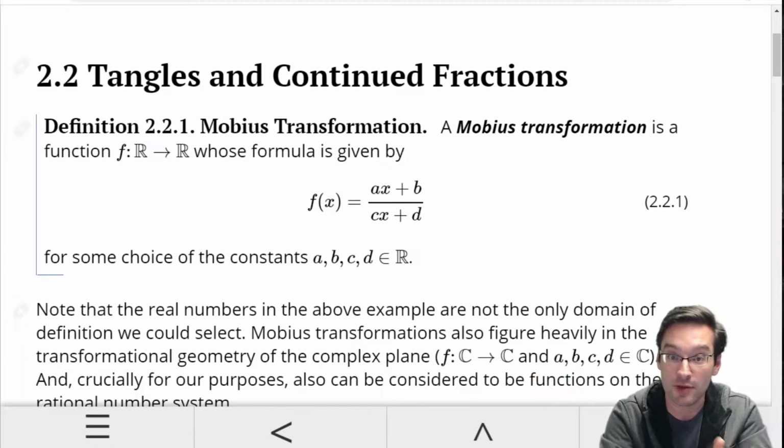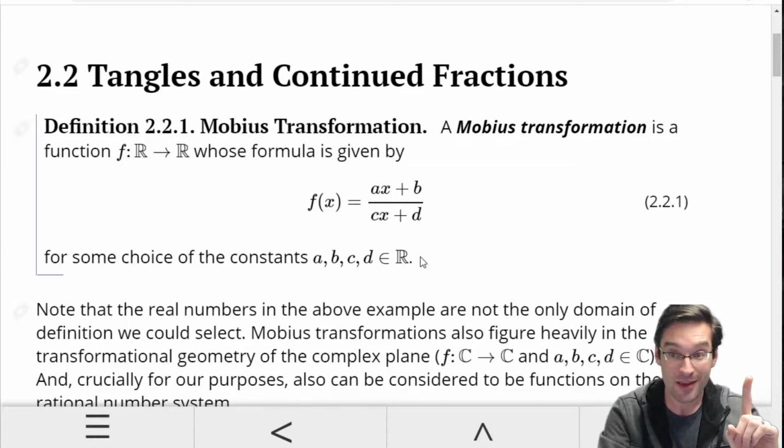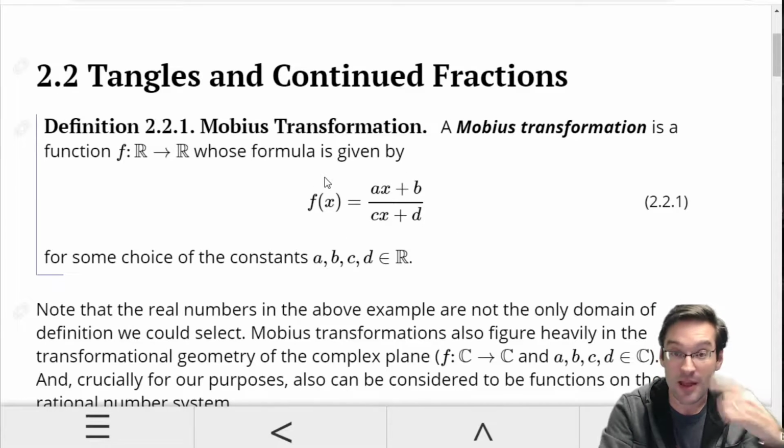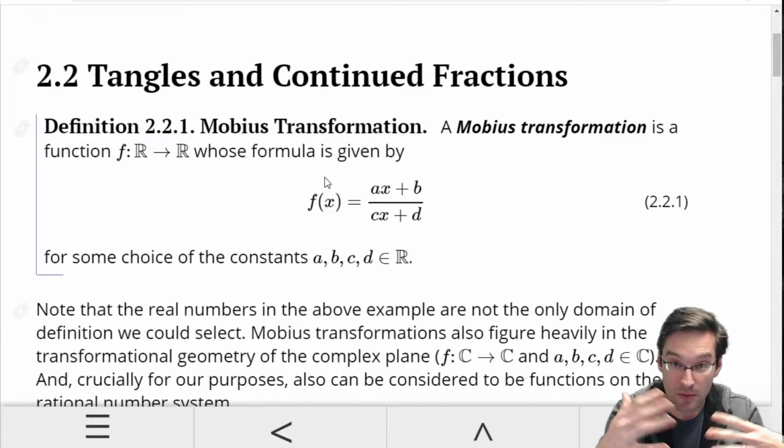We're going to think of the domain and the codomain for these functions as the real numbers, but there's no reason we should be restricted to the real numbers. You can use Mobius transformations to study the complex plane. You can also convince yourself that if all of these constants a, b, c, and d are rational numbers, then the function f of x is also going to produce rational numbers as its codomain, right? And so that's actually going to be where we play ball with this.